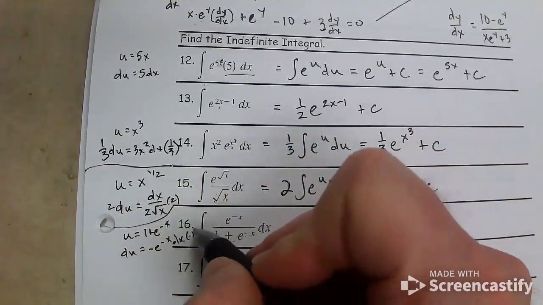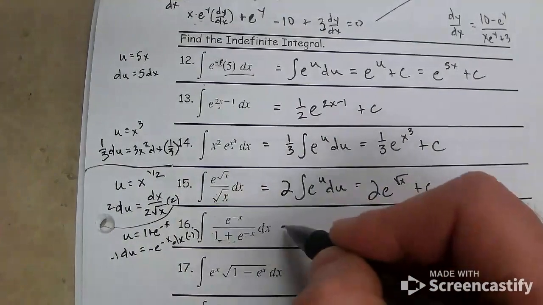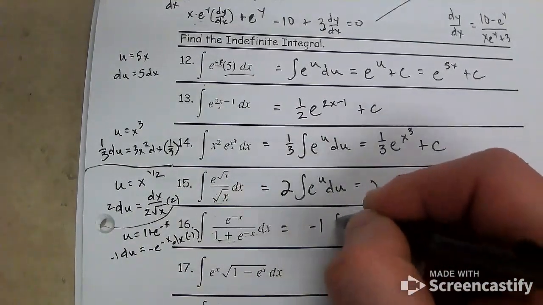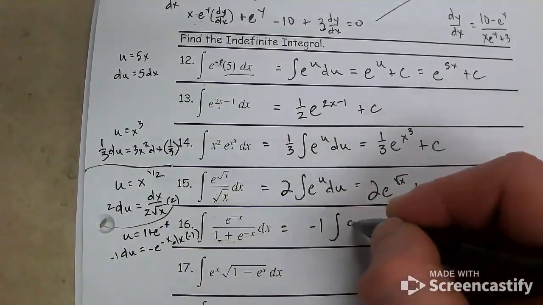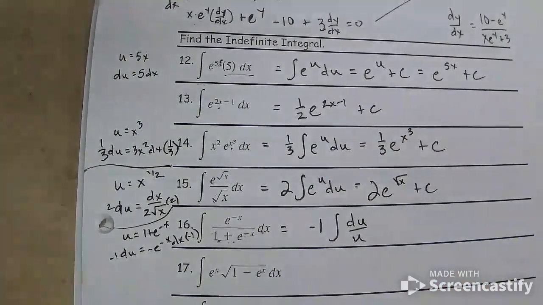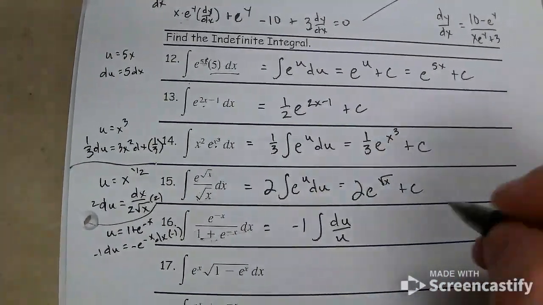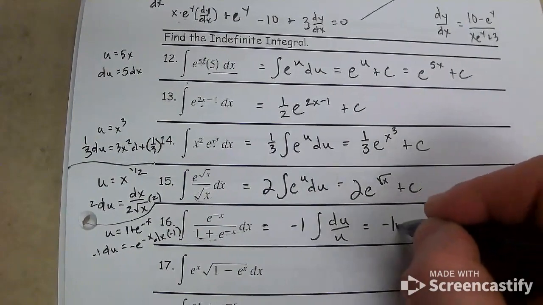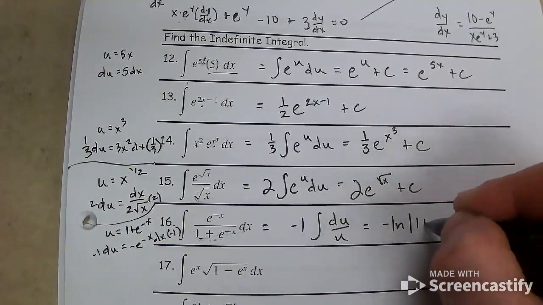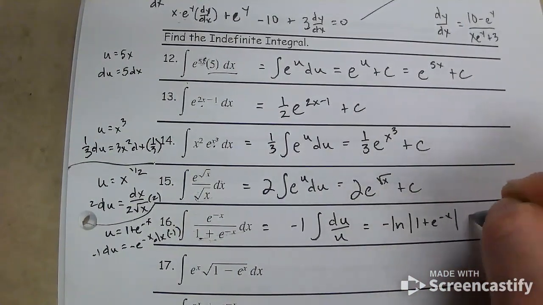And so I got to multiply both sides by negative 1. So then this becomes negative 1 integral of du over u. So then we get negative natural log of u, which was 1 plus e to the negative x, plus c.